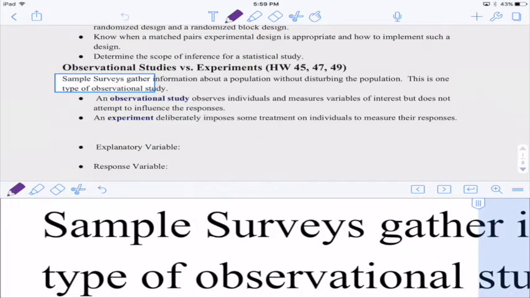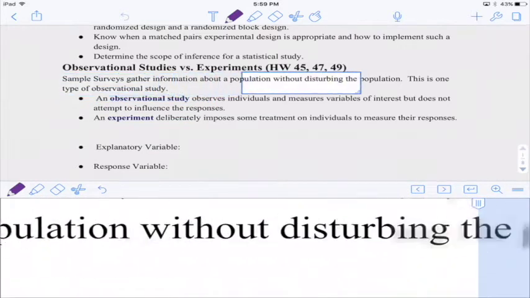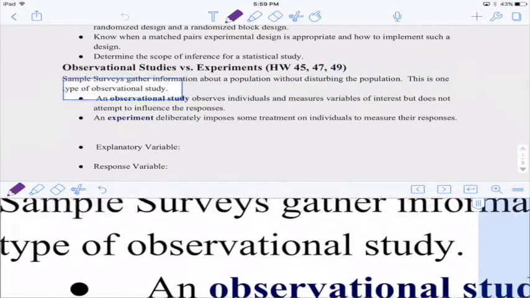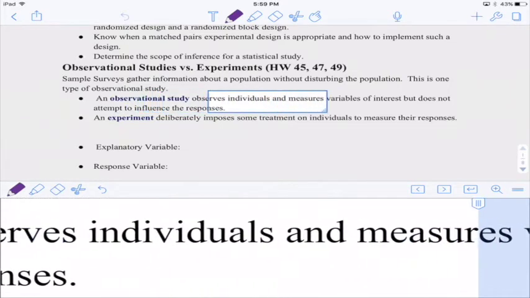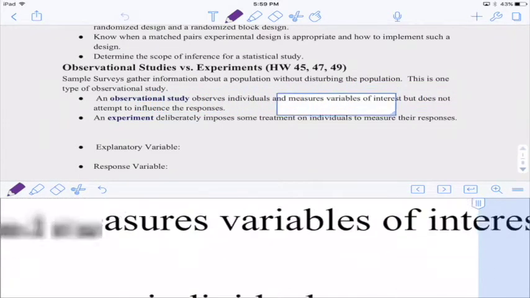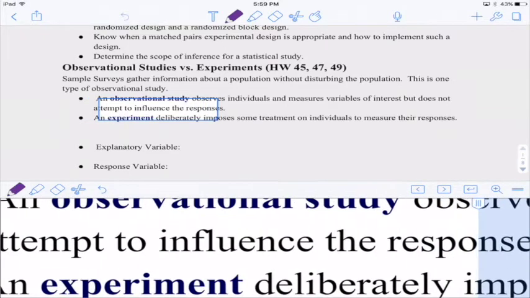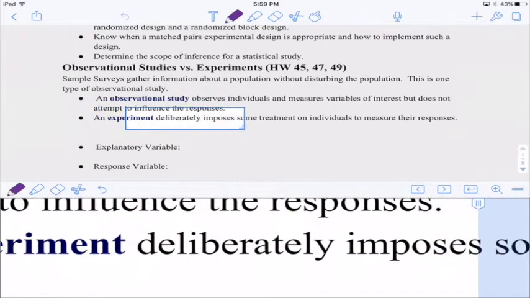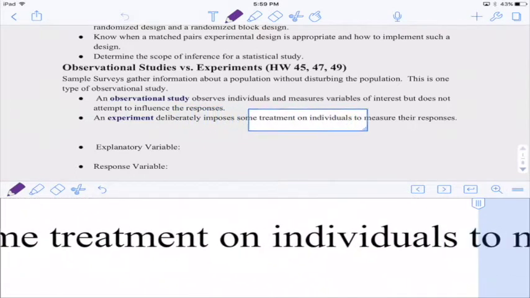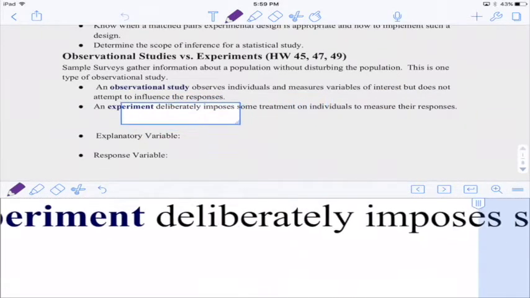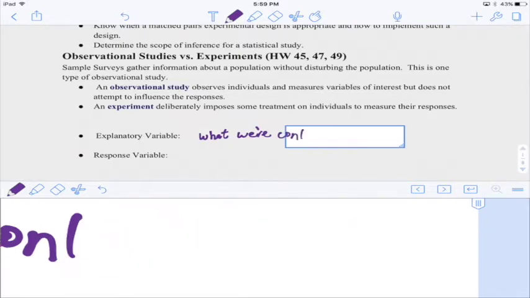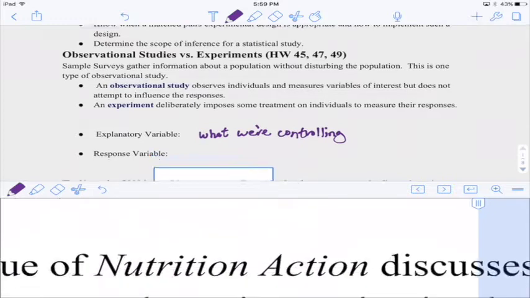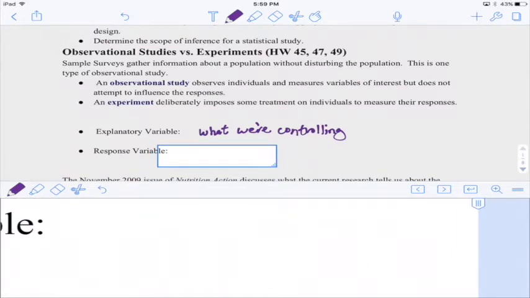Sample surveys gather information about a population without disturbing the population. This is one type of observational study. An observational study observes individuals and measures variables of interest, but does not attempt to influence the responses. An experiment deliberately imposes some treatments on individuals to measure their responses. In an experiment, we have an explanatory variable, which is what we're controlling, and a response variable, which is whatever comes out.